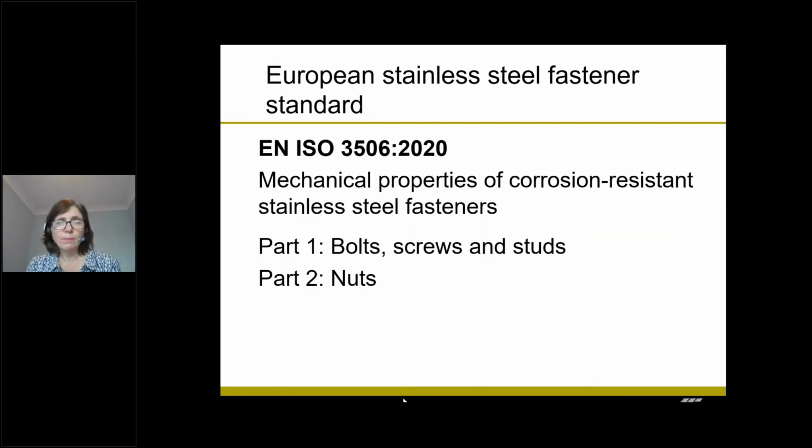What about bolts and fasteners, screws? Well, there's a European product standard that covers them, EN ISO 3506, and we have a brand new revision of it just published this year.